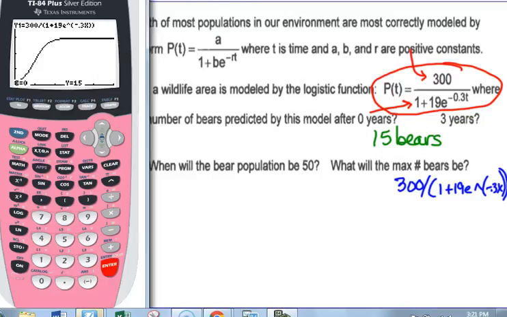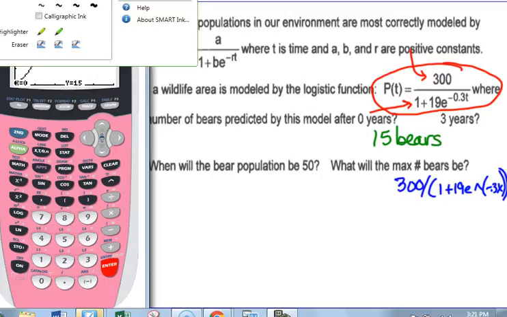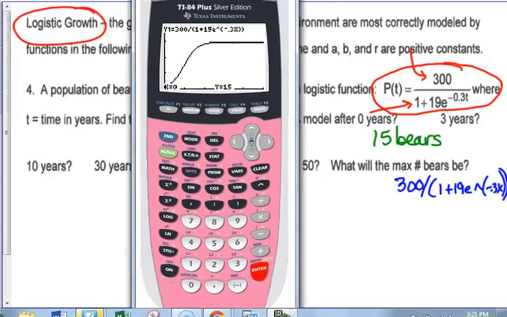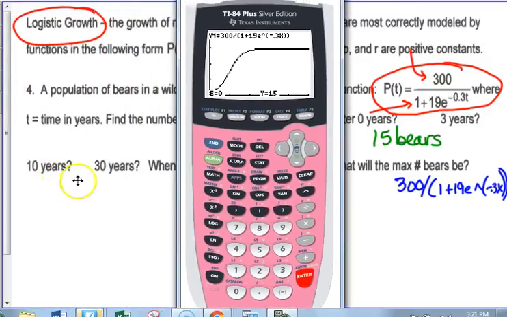Then it asks 2 more questions just like that. Can you do those quick? Ten years, 30 years. You can round to the nearest. Oh, it did say 3 years over there. I totally skipped 3 years. At the end over here, it said 3 years. No, just round to the nearest is fine, or down. I don't care. I'm not that picky.